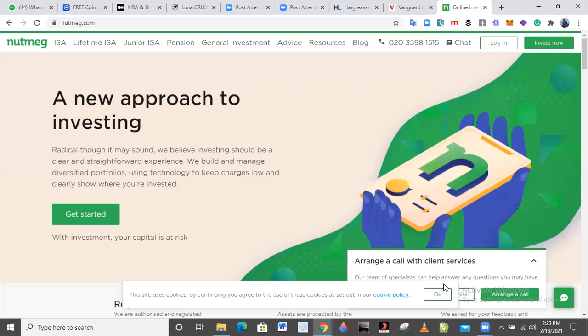So the next thing now is, let's talk about the different accounts you can open, especially on Vanguard. So we have 4 actually. We have the SIPP. SIPP is self-invested personal pension.